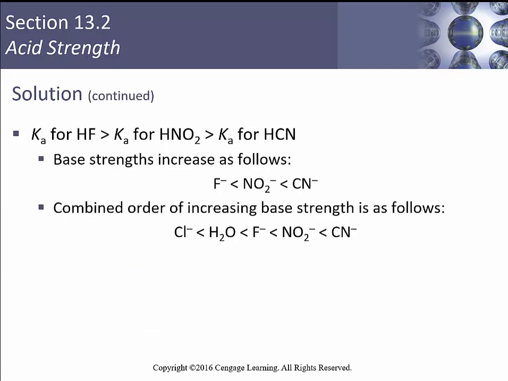So our Ka for HF is bigger than our Ka for HNO2, which is bigger than our Ka for HCN. So our base strength is going to be that F minus is less than NO2 minus, which is less than CN minus. Combining those two orders in terms of base strength, Cl minus, which is the conjugate of HCl, a strong acid, is going to be less than water, which is less than fluoride, the conjugate of HF, a weak acid, which is less than nitrite, which is less than cyanide.